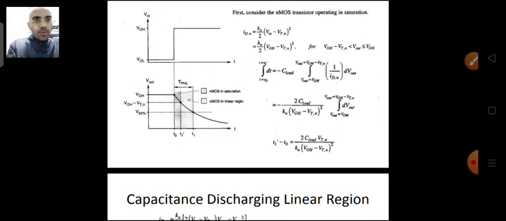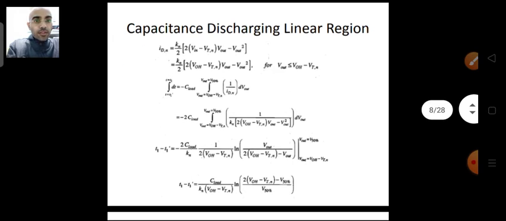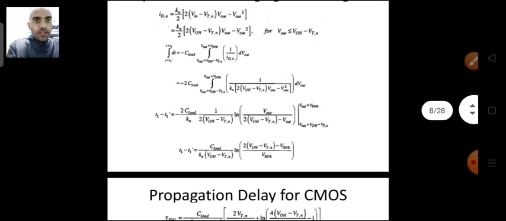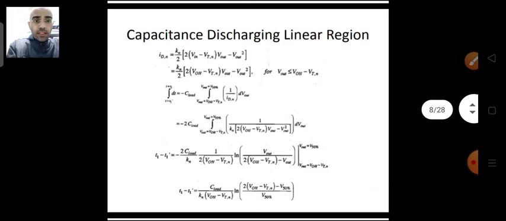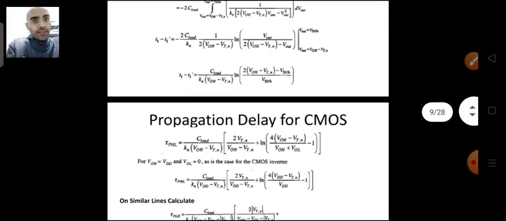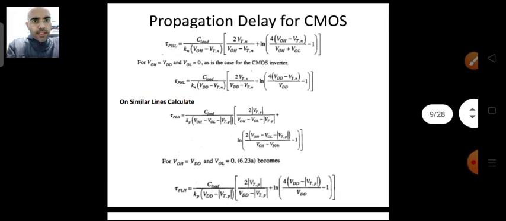So substituting the equations of the linear region and the saturation region currents, we find the limits and the formula for our propagation delay after putting in the integration limits and solving it. So this is what it is.